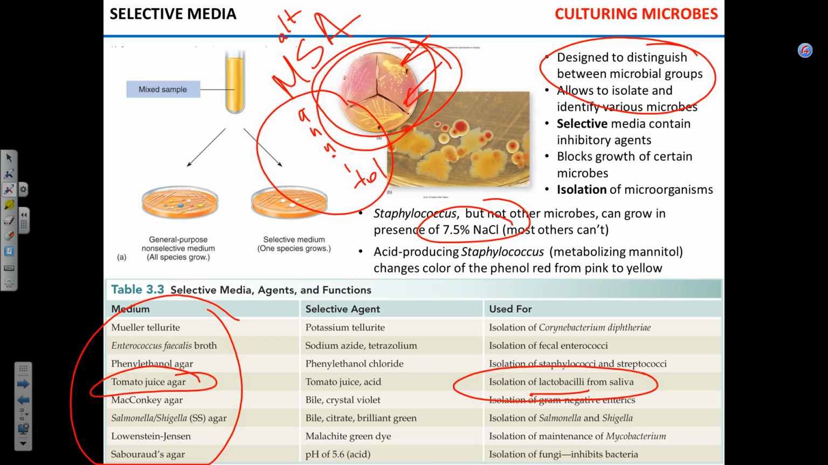Buttermilk is slightly acidic, maybe not so slightly. Yogurt is acidic. Those are acidic environments. So they are selected to grow in an acidic environment.